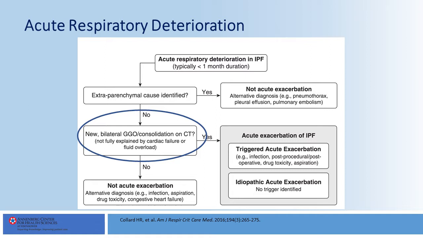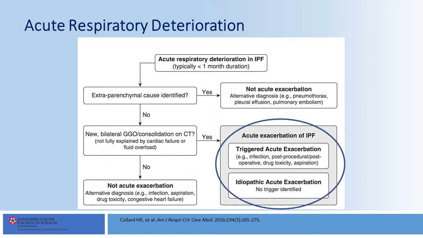And if we see new bilateral ground glass opacities and or consolidation in that setting, if it's not otherwise fully explained by heart failure or infection, at that point, we are going to use the term acute exacerbation of IPF regardless of the cause. And that's a new twist. In the past, acute exacerbation was always idiopathic. But now we split acute exacerbation into the old idiopathic category, but also now a new triggered acute exacerbation category. And that trigger could be one of many things. Could be infection, could be drug toxicity, aspiration, could be post-procedural after a lung biopsy, for example.